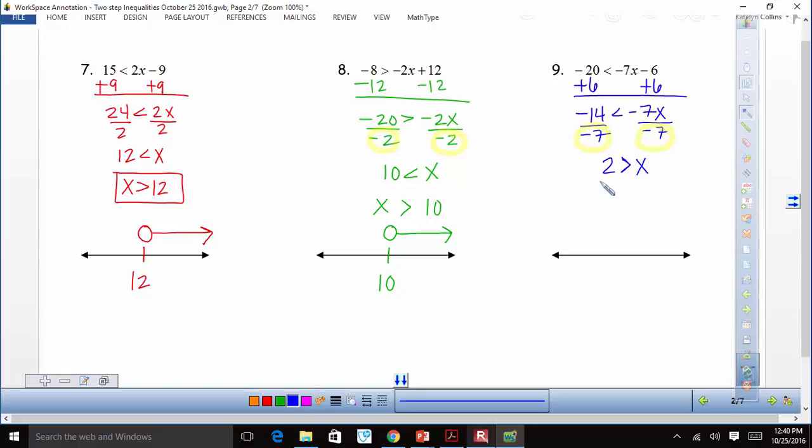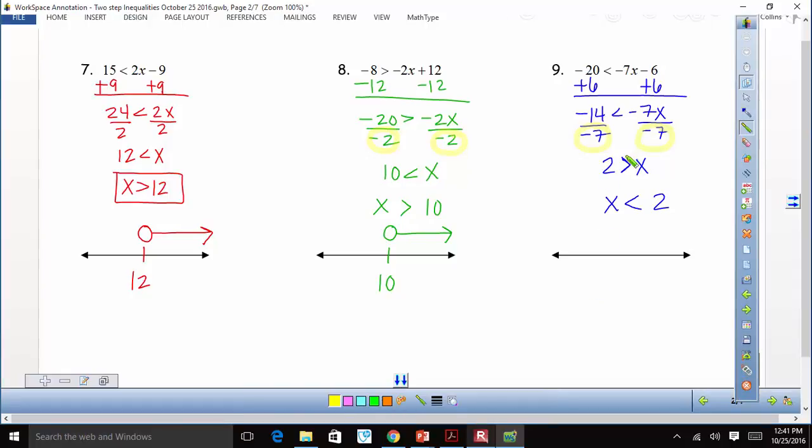Why are you confused? We're flipping. Originally, it's less than. We have to flip the sign because we divided by a negative. So it changed like this. Then when we rewrite it, x and 2, x has to be on the left. Is this arrow pointing to x or pointing to 2? To x. So when you change it, it still has to be pointing to x.